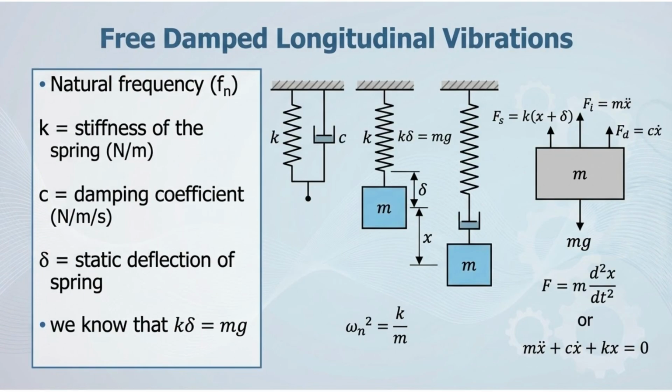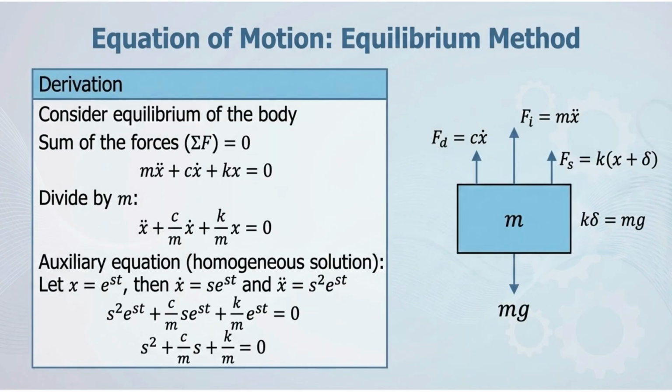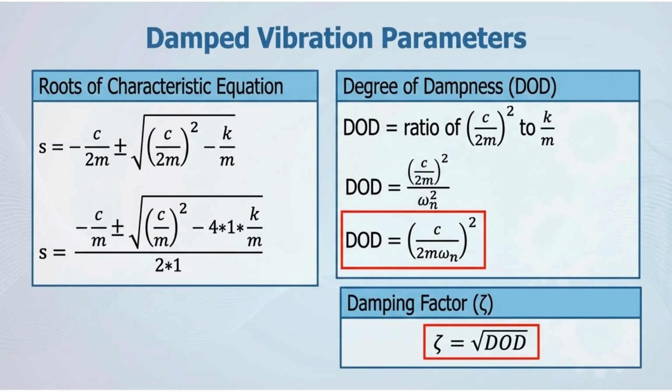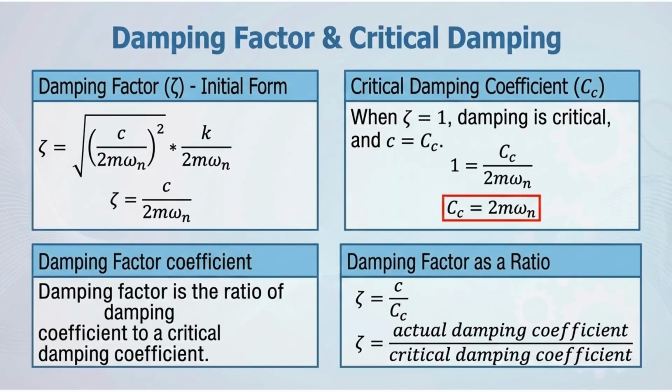This image displays a free body diagram used in the analysis of a free damped longitudinal vibration system. Next, we will look at the governing equations for free damped longitudinal vibrations. Considering the equilibrium of the body, we sum the forces acting on the mass m to establish the dynamic balance of the system. This slide continues the mathematical derivation of the differential equation for the free damped longitudinal vibration system.